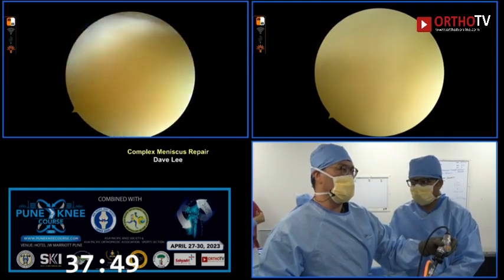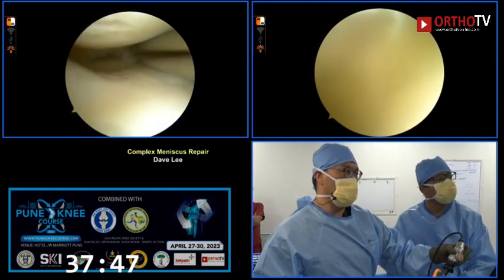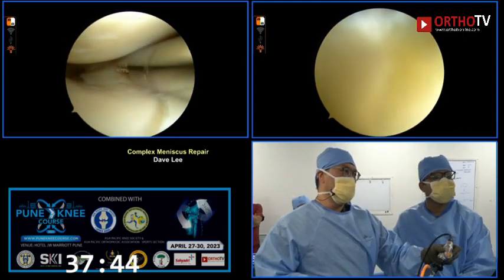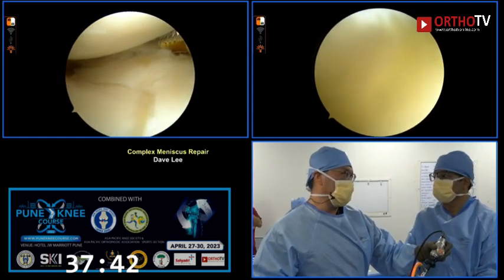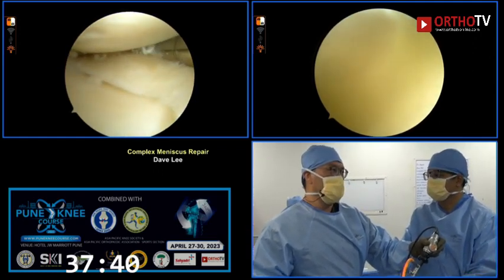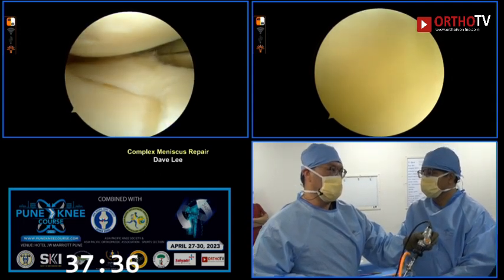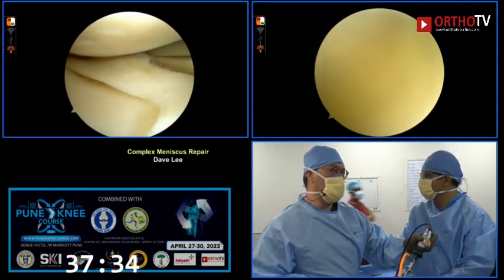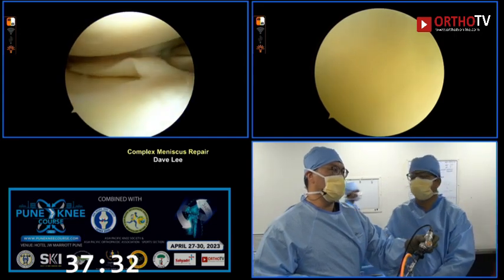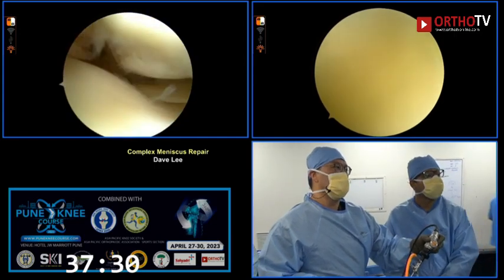I'm just wondering, how many people would repair or would resect that flap? I had a hard time at that point because I thought it was a horizontal tear, but this was almost a long flap, almost the entire posterior horn of the medial meniscus.